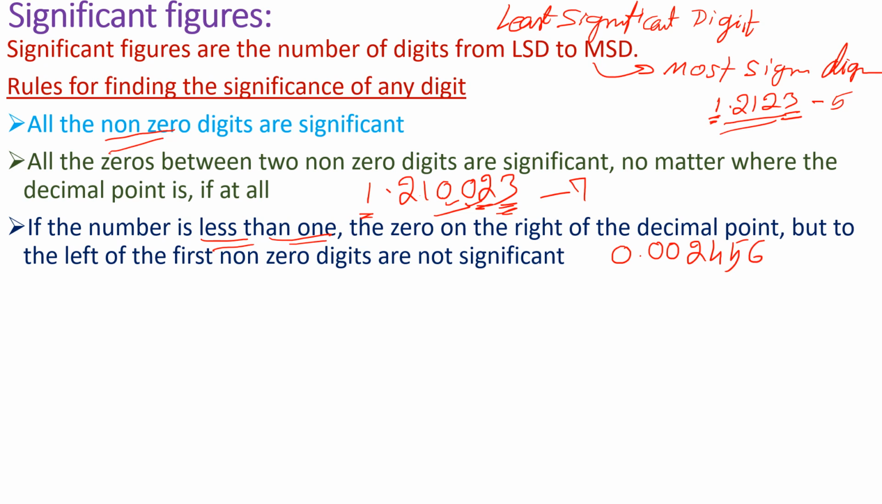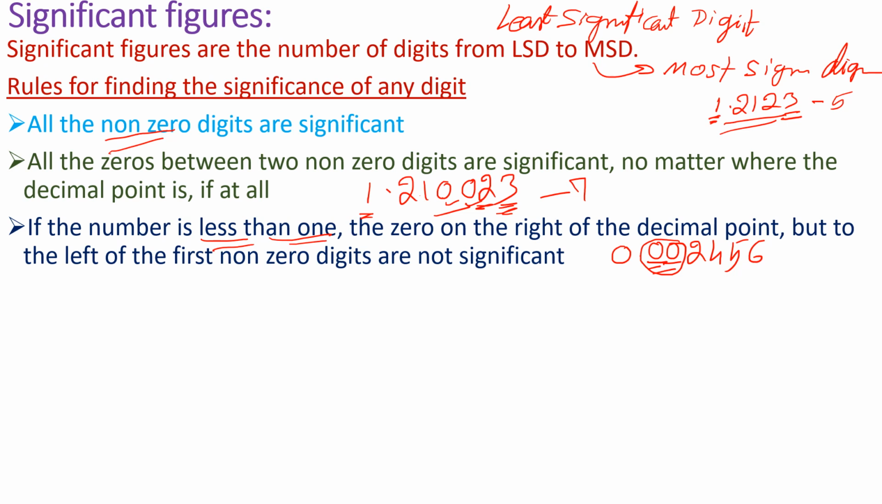0.002456. This is the number. Now the zeros on the right of the decimal point, this is the decimal point here, but to the left of the first non-zero digit, this is the first non-zero digit. So these two zeros, according to this rule, are not significant. No need to take them into account while finding the significance of a digit.